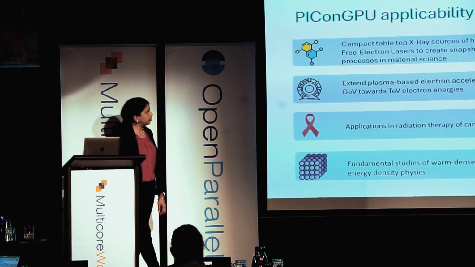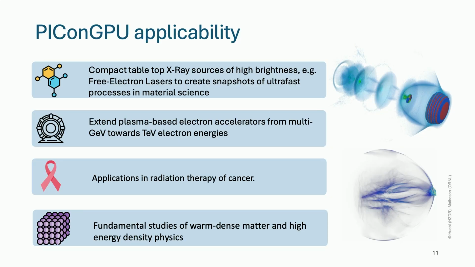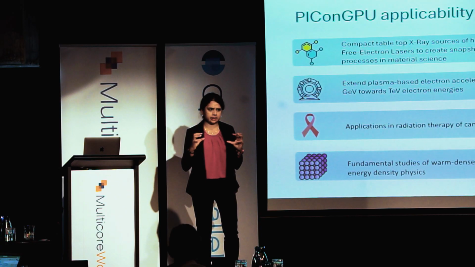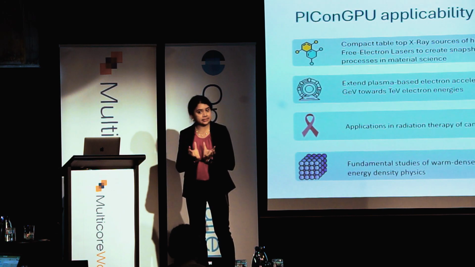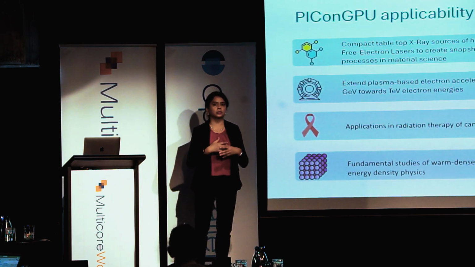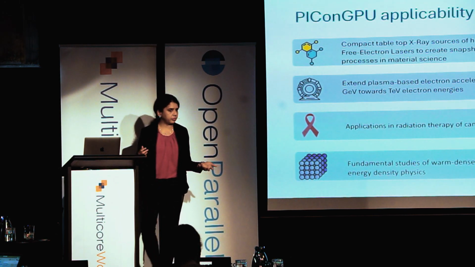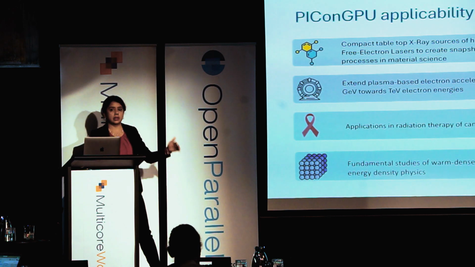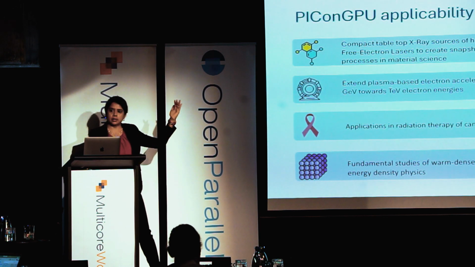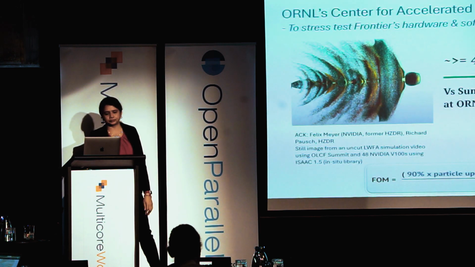The applicability of the PIConGPU code itself is multifold, in physics as well as applications in radiation and cancer treatments, because your goal is to have this really high energy accelerator that can only target the cancerous cells and not the healthy cells around it, which is what leads to several side effects from chemotherapy, for example, right? So your goal is to get how high energy can you get? Perhaps right now it is in giga-electron volts. How could you get to tera-electron volts with this accelerator?